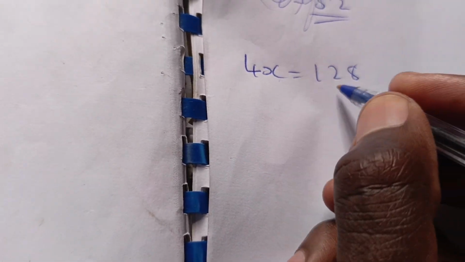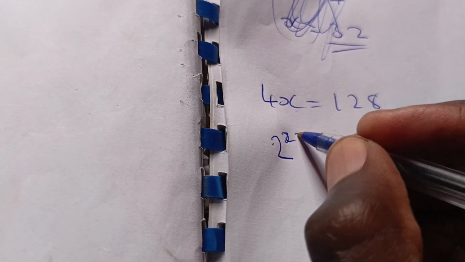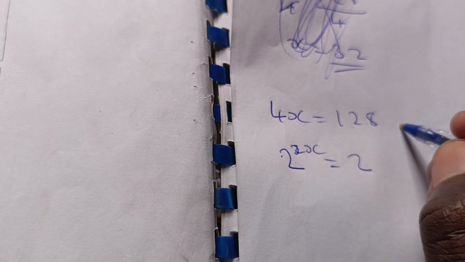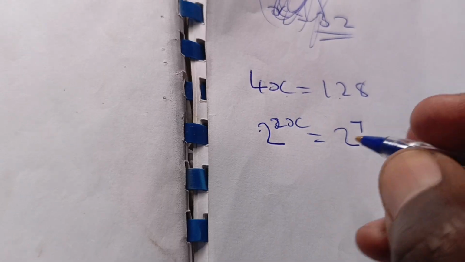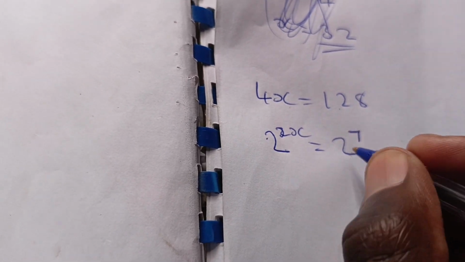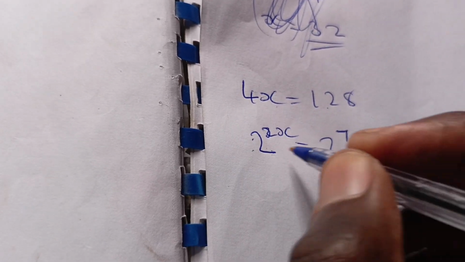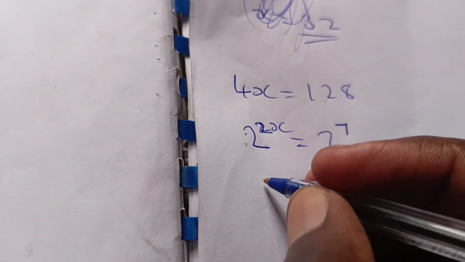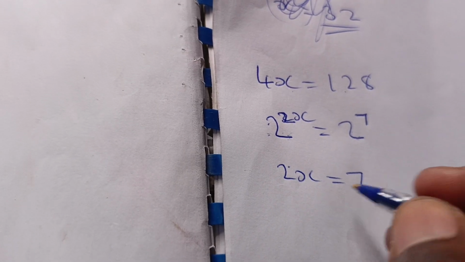So from here, 2 can be multiplied by 2 to give us 2 to the power 2x on top. For us to give 128, we multiply 2 seven times, so that is 2 to the power 7. Since we have made the bases equal, we get the equation from the powers. So 2x is equal to 7.